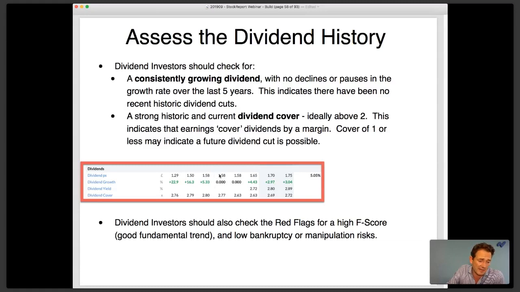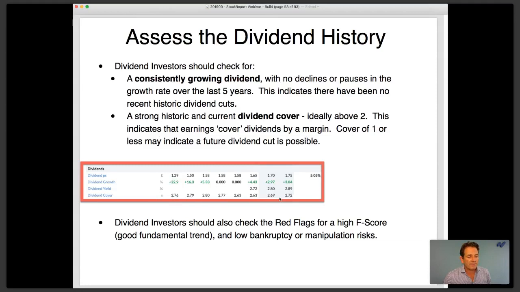And a dividend cut is when it drops. So you don't ever want to see dividend cuts in the history of a dividend share, ideally. In fact, there are some dividend aristocrats that have paid dividends for 20 years and grown dividends for 20 years, even through bear markets. And that's a pretty amazing thing for a company.